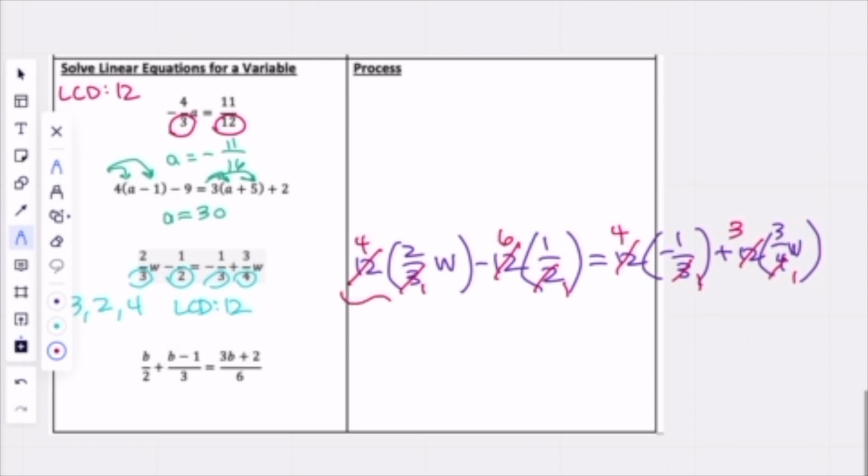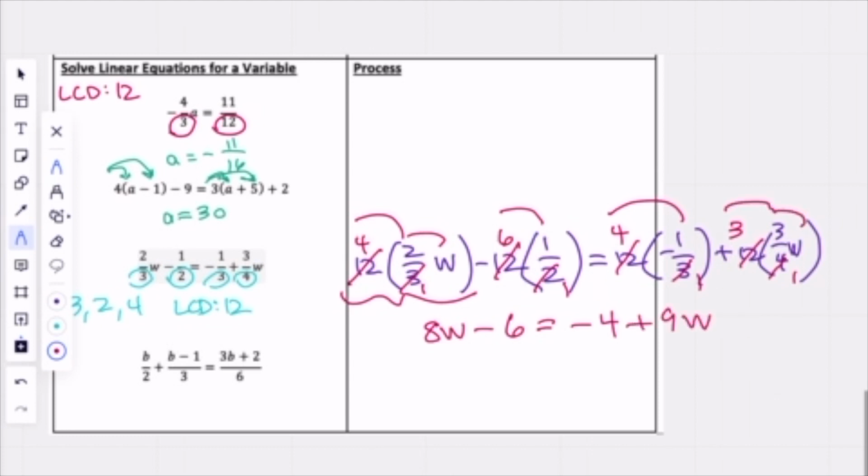So here, I've got 4 times 2 times w, also known as 8w. Here, I've just got 6 times 1, which is 6. Here, I've got 4 times negative 1, which is negative 4. And here, I've got 3 times 3w, which is 9w. Well, that looks a whole heck of a lot nicer.